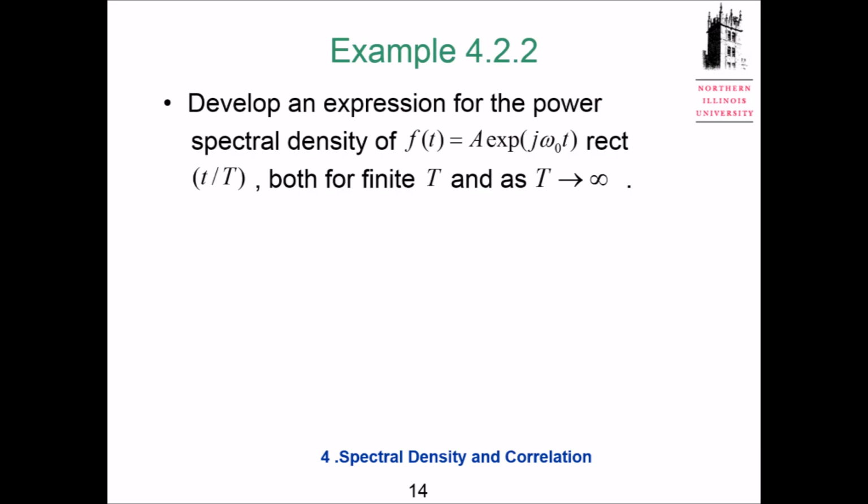So we have a signal, right? We have a signal f(t) equals A times e to the j omega 0 t times rect(t over capital T). Try to find the power spectral density. So example 4.2.2.